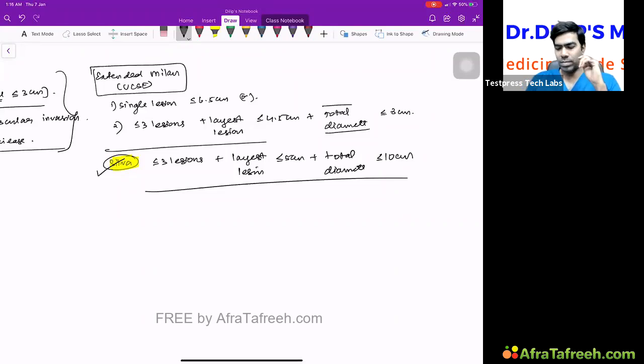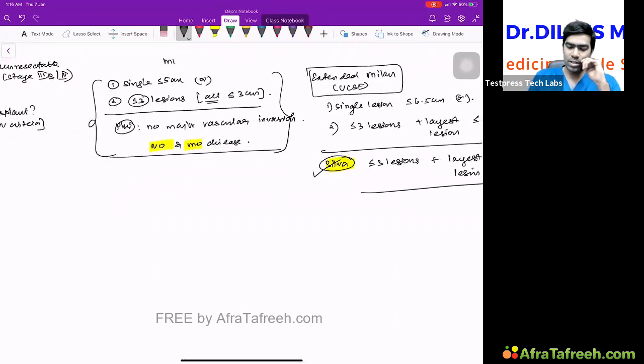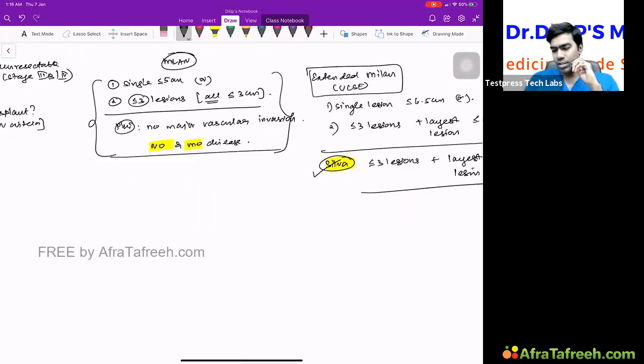Please understand, this is the original Milan criteria, and this is what they will be asking in exam. Single lesion less than 5 or less than or equal to 3 lesions, all less than 3 centimeter. At the same time, the patient should have N0 and M0 disease and no major vascular invasion.